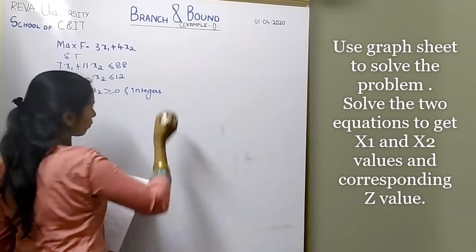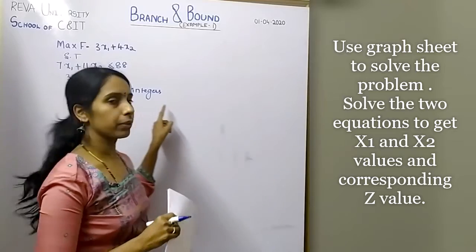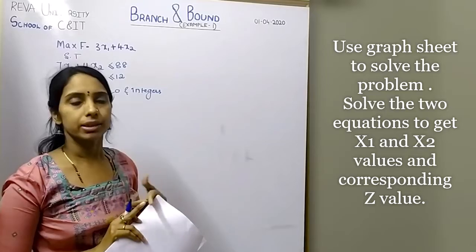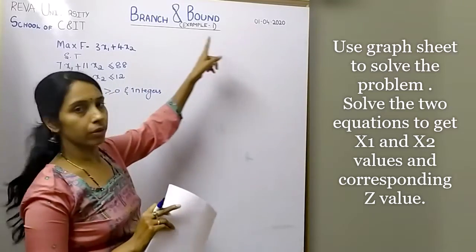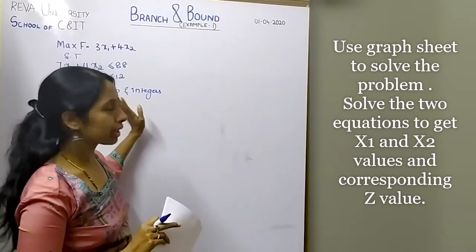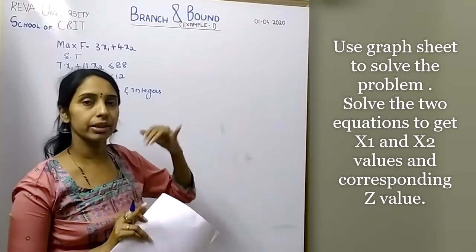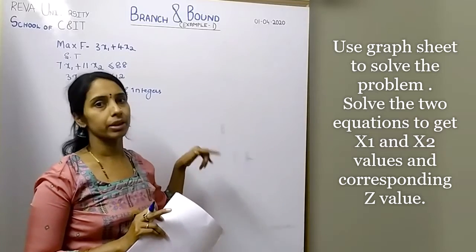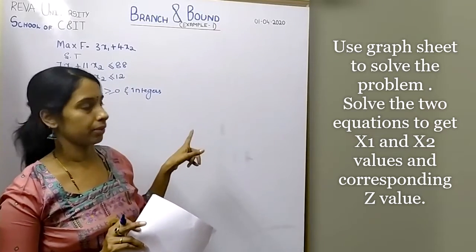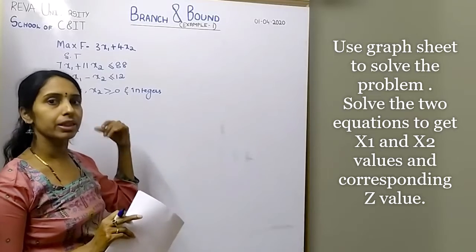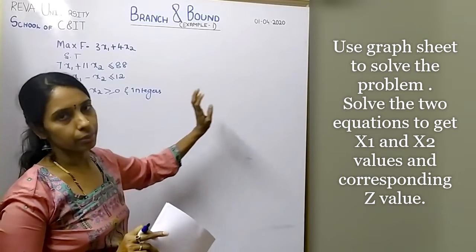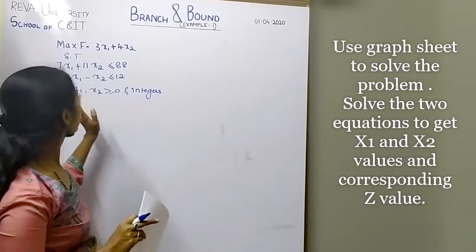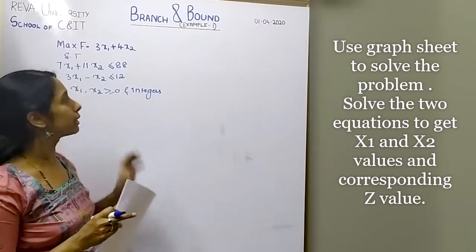We know that for integer linear programming we have two methods. One is the Gomory cutting plane algorithm. The second one is this branch and bound algorithm. The branch and bound algorithm uses the graphical method, and the Gomory cutting plane algorithm uses the simplex method. Both are used for integer linear programming problems, and we'll see how to solve this using the branch and bound method.